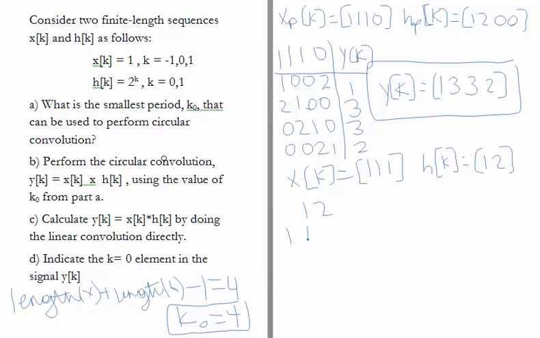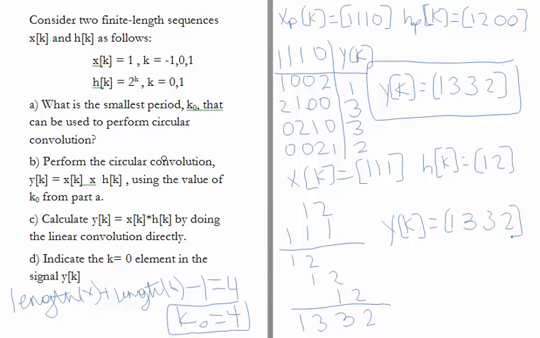And then you write out your x of k and h of k, and you be sure to line up your 0 indexes. And then you multiply each element of x of k times each element of h of k and shift it every time to compensate for your shift. And that would give you y of k is equal to 1, 3, 3, 2.